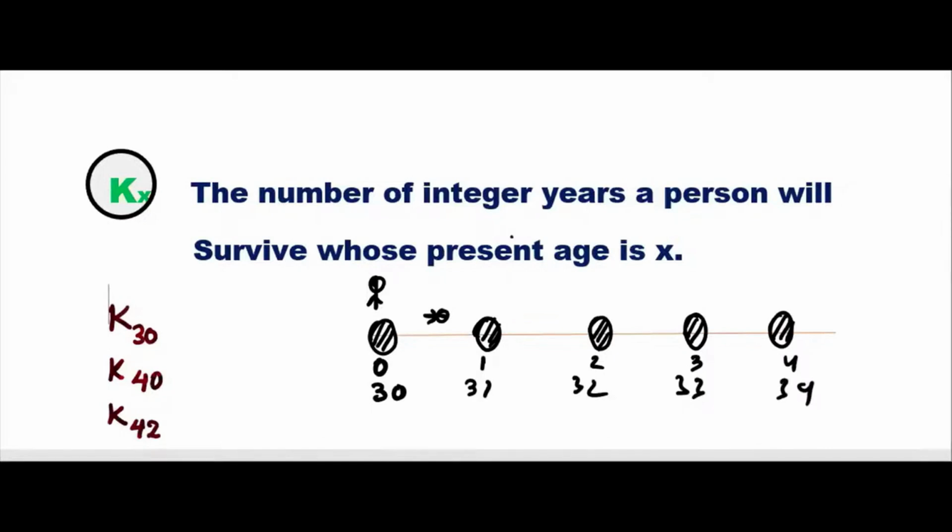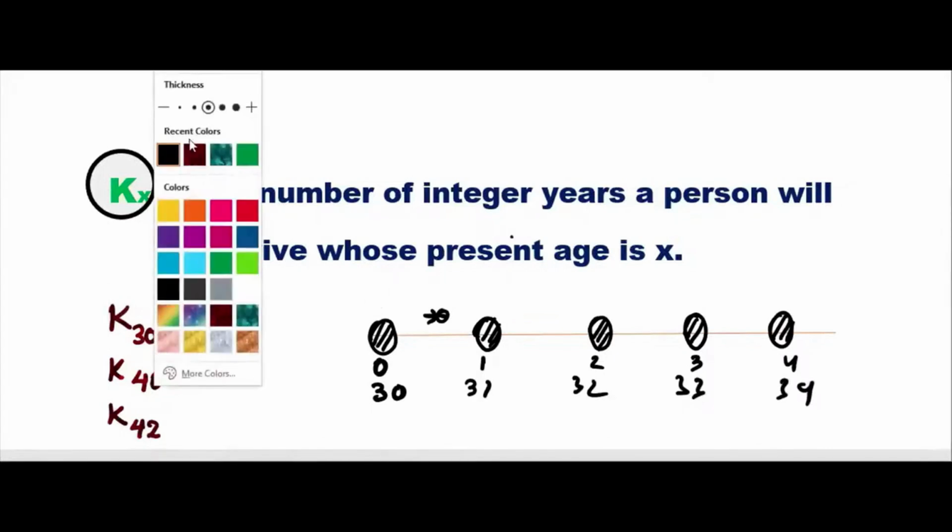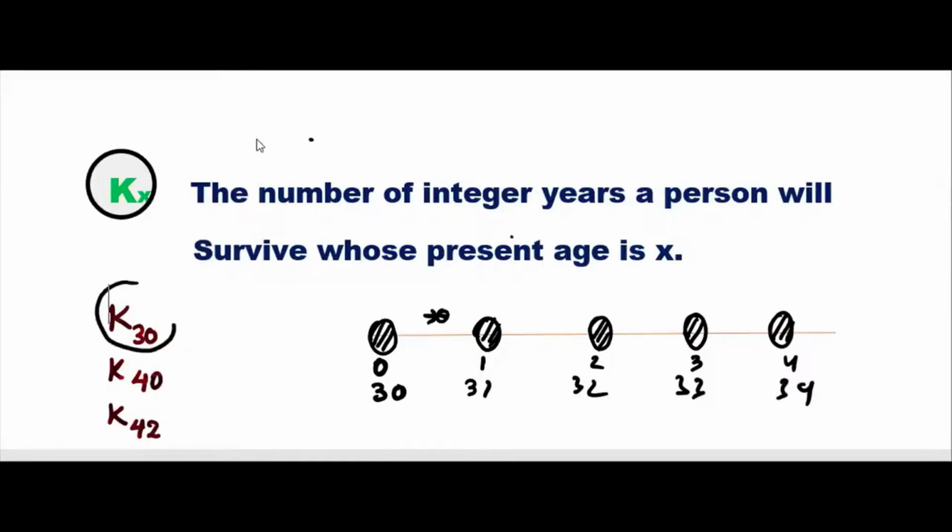This is like a counter. Kx is like a counter. So I am talking about K30 here. I've taken x as 30, so K30 is a random variable. Forget about 30 now. K is a random variable. You compare the random variable X with K. K is the random variable, but we are considering only the people who are aged 30 now. So the present age is 30.